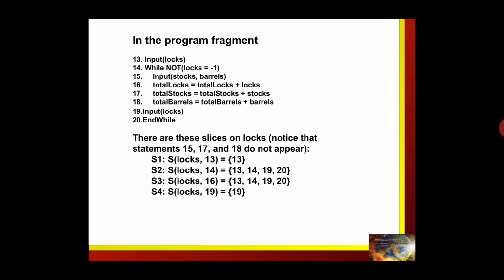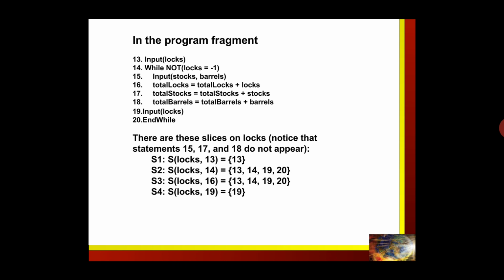Here S2 is S of logs comma 14, and it contains 13, 14, 19, 20. Since 14 is a while loop, it will start from 13, the input, and it follows 14. In 15 there is no logs, only stocks and barrels. In 16 we have logs: total logs is equal to total logs plus logs. In 17 there is no logs, that's why 17 is missing here. In 18 also there is no logs. Only in 19 we have logs, input logs, so that will be included. 20 also we have, the end while loop. That's why from line number 14 to 20 it should be included. In between, we have 14 and 19 where logs is actually used. That's why it will be 13, 14, 19, 20. Again, 16 also.